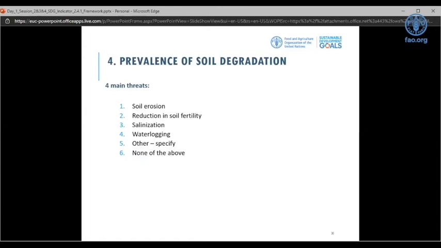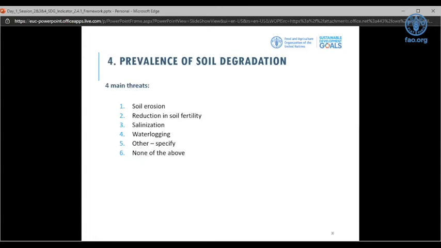Or it could be any other. So this is what I was explaining in the previous session, that here countries can contextualize the 2.4.1 methodology according to the reality on the ground or according to their needs. So apart from these 4 threats to soil health, if the country experienced any other threats to soil health, then they may want to include that and skip one listed here on this slide.